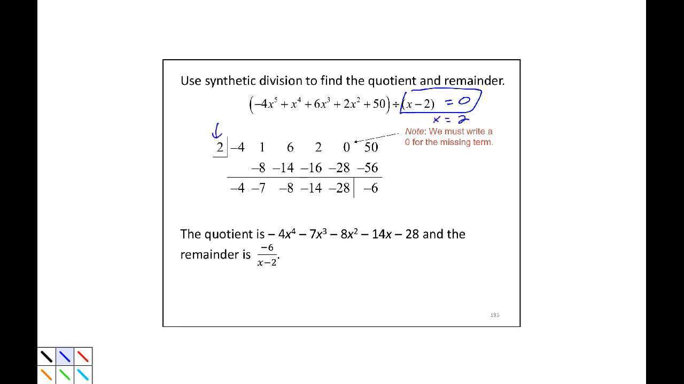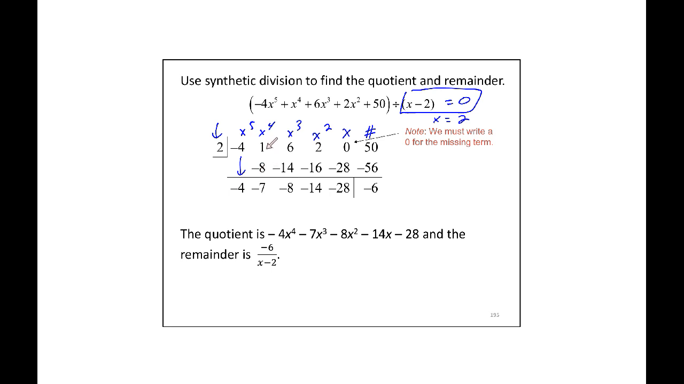And we take each of these numbers as coefficients. Negative 4x to the 5th, 1x to the 4th, 6x cubed, 2x squared, 0x because we don't have a linear term, and our constant. Now the process is this. We take this value, bring it down. We're normally going to add there. Negative 4. We multiply 2 times negative 4 to get a negative 8 right here.